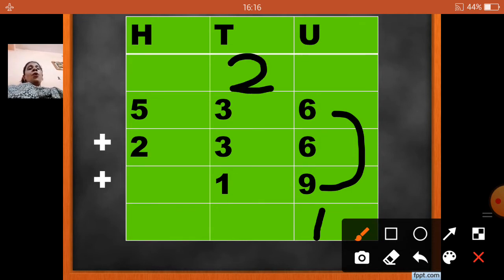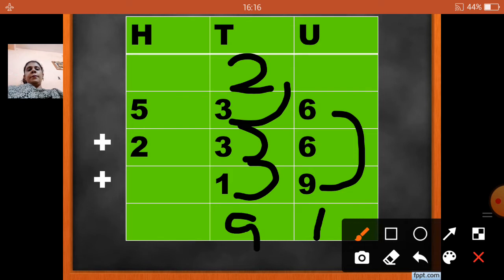Okay. So now I will add this 2 plus this 3. So 3 plus 2 will be 5. 5 plus 3, 8. 8 plus 1, 9. What answer did I get? 9. Now I am not having any carryover number.